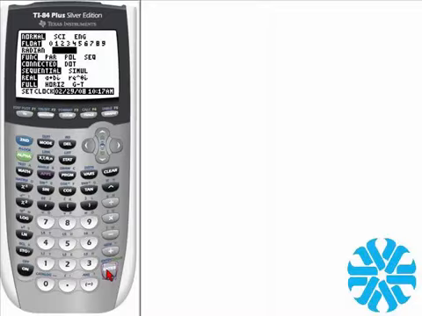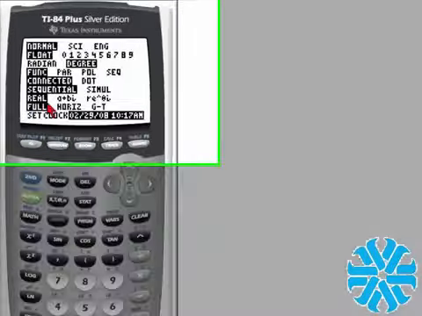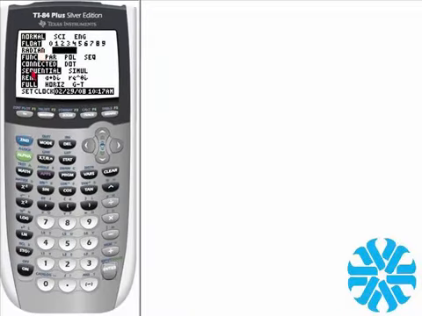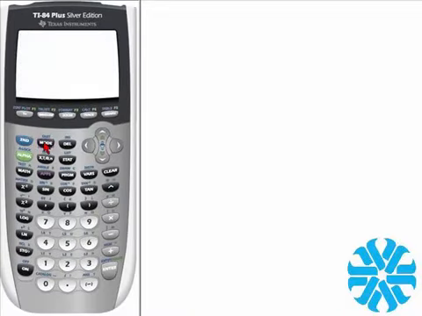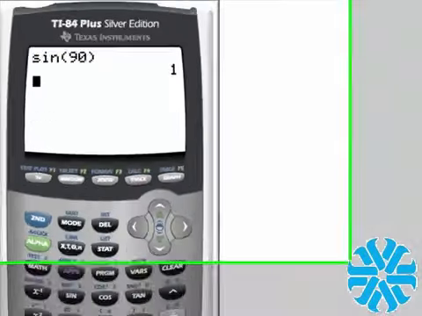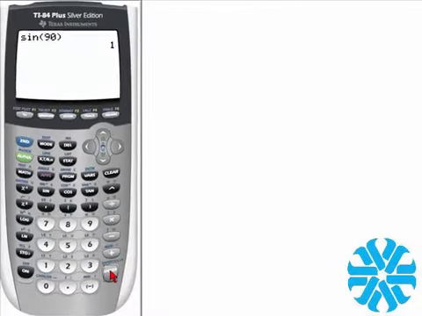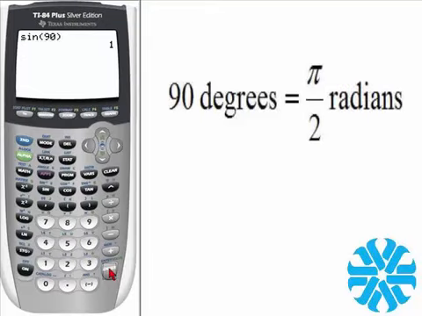Select enter. And then just to verify, we want to make sure we're in floating point mode and then in normal mode. And we are. So let's get out of this, second function, and then quit. Let's compute the sine of 90 degrees. Select enter for our result, and it shows that the sine of 90 degrees is 1. Now 90 degrees is equivalent to pi divided by 2 radians.